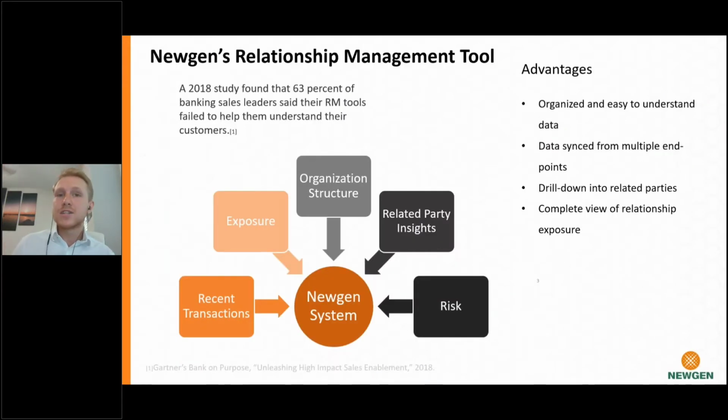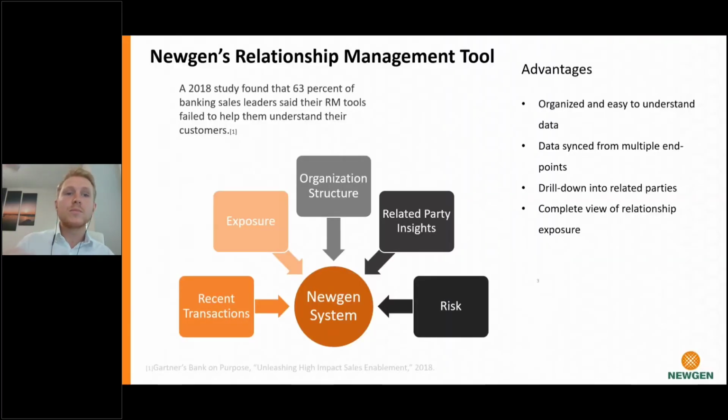With Newgen's relationship management tool, which is a part of Newgen's system, we're going to look at how this can help with managing credit risk, looking at that customer, having that single customer view, as well as all the related parties to that customer. Now, in 2018, a study found that 63% of banking sales leaders said their tools failed them in understanding their customers. So not only are 80% of institutions struggling to create a single customer view, 63% of them are saying it's their tools that are letting them down. That's where Newgen's relationship management tool comes in.